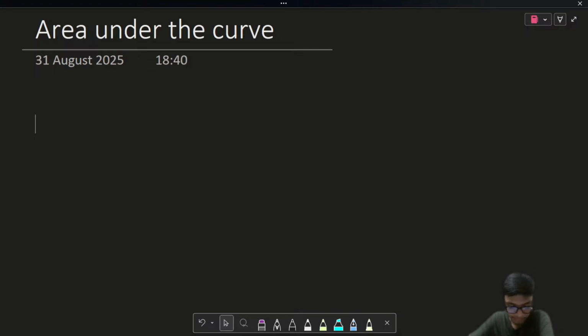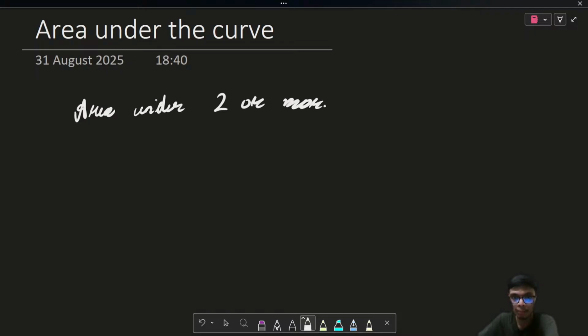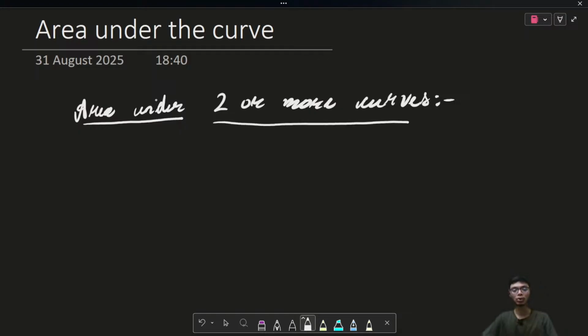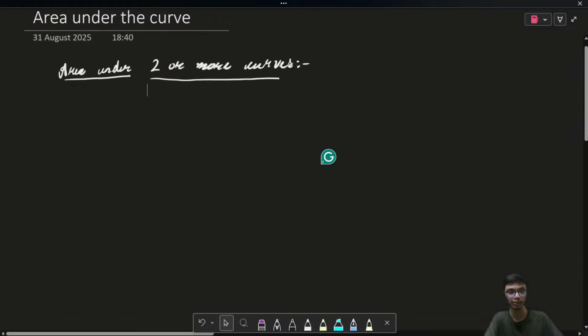So today, as we start, we're going to discuss first of all the concept of area bounded by two or more curves, right? So first of all, let me start with area under two or more curves. What do we basically mean by area under two or more curves? Let's try to analyze and see over here.